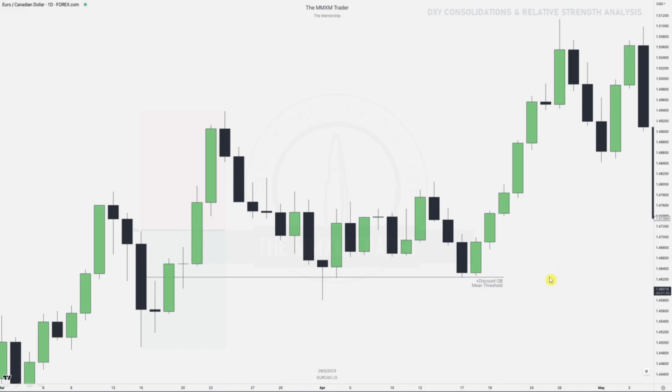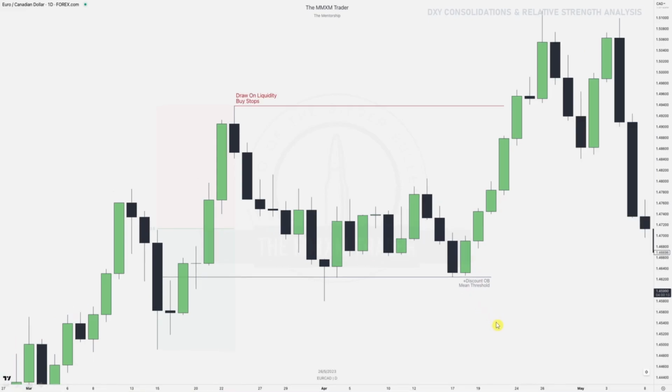So over here we got that euro Canadian dollar daily chart. We found out our exotic pair protocol, and we're going to go with this pair. And over here we're sitting in discount. Over here we got this daily bullish order block, and the mean threshold of that daily bullish order block is being held. We are in discount, so it's likely that we're going to draw into premium. And think about the draw on liquidity. It's above here with those buy stops.